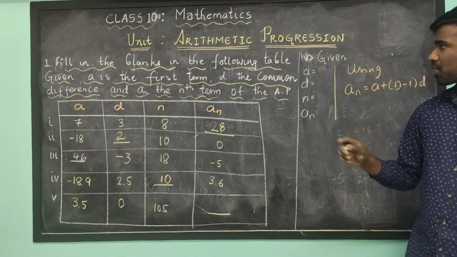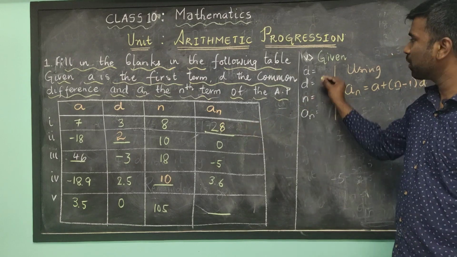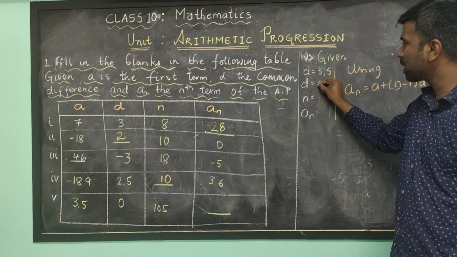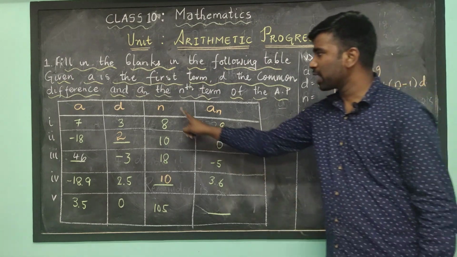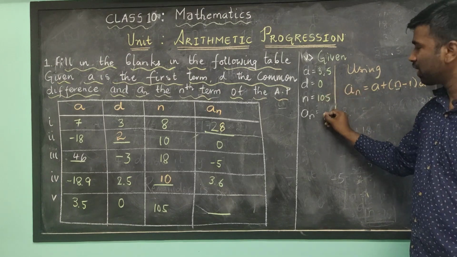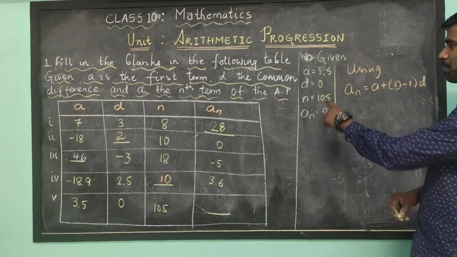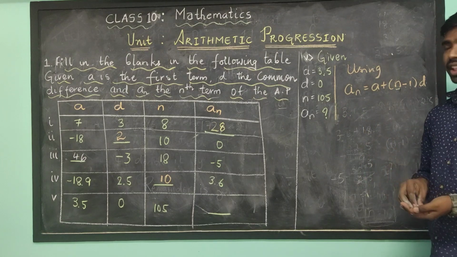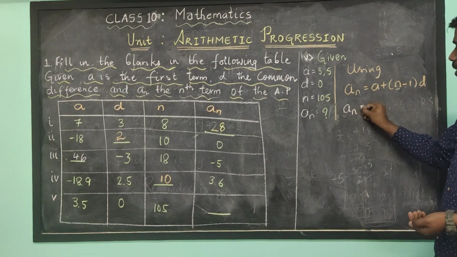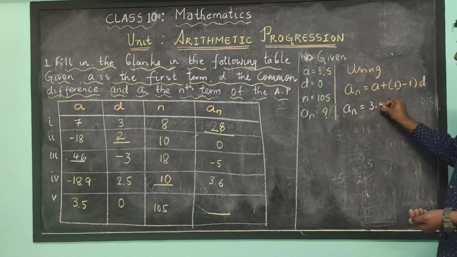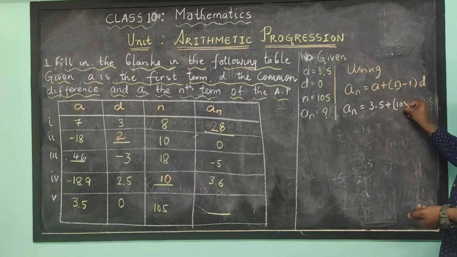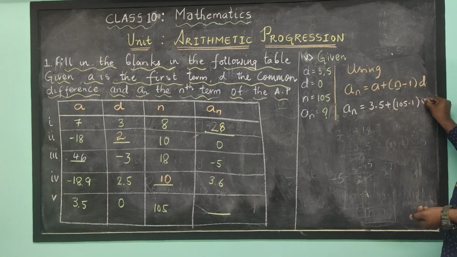Students, moving to fifth question. What is the given A value? It is 3.5. Then D is what? It is 0. What is N? It is 105. Then we should find out A N. Substitute these values in this equation. What you get? What is A N? A N equals, what is A? It is 3.5 plus N is what? 105 minus 1 into D is what?